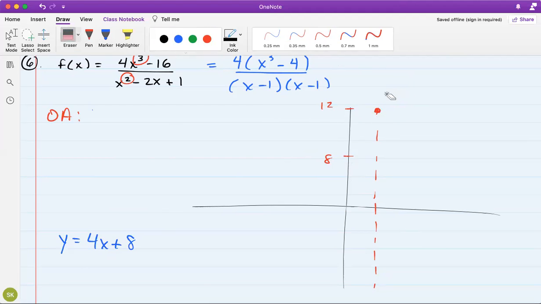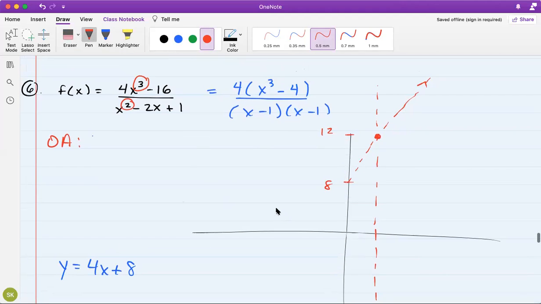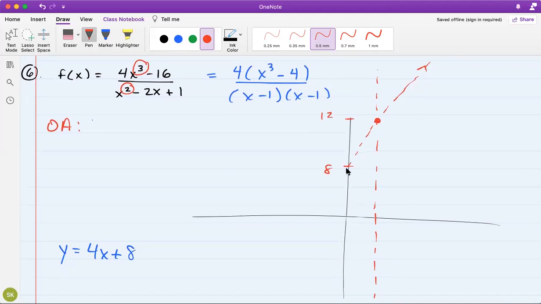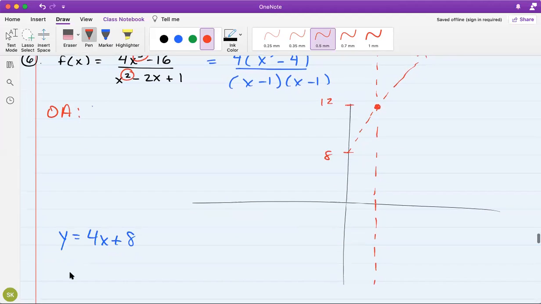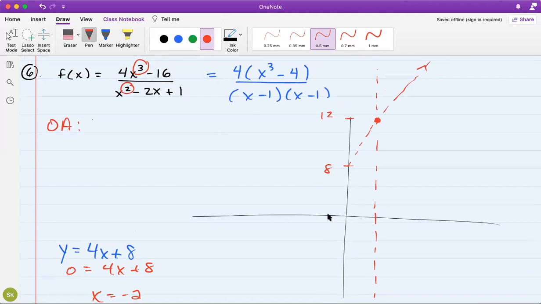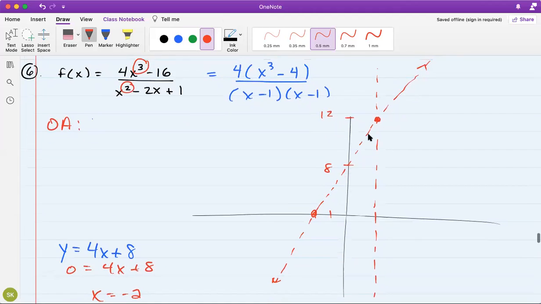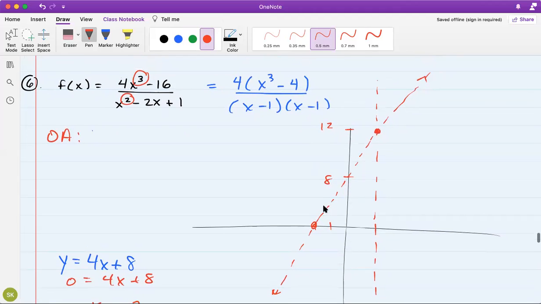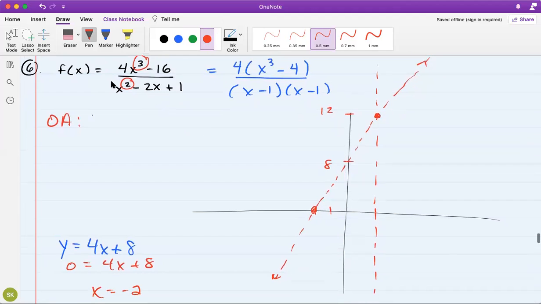I'm going to erase this, and I'm going to go like this. It's a good idea to draw some points for this oblique asymptote, because it's going to be helpful when you're trying to sketch the graph. So maybe we should also find out where this line intersects the x-axis. We set this equal to 0, and we get x is equal to negative 2. So I'm going to put negative 2 here, and then just draw this here. These red dots are not points on our graph, they're just points on this oblique asymptote.